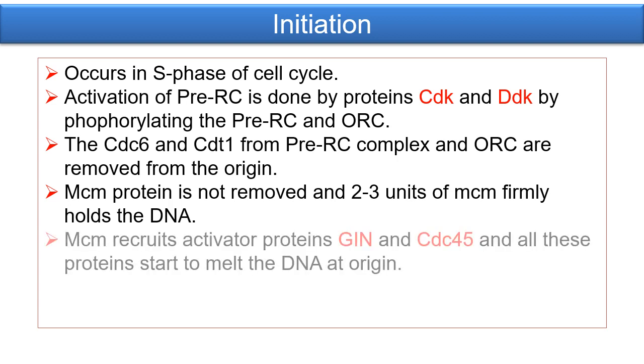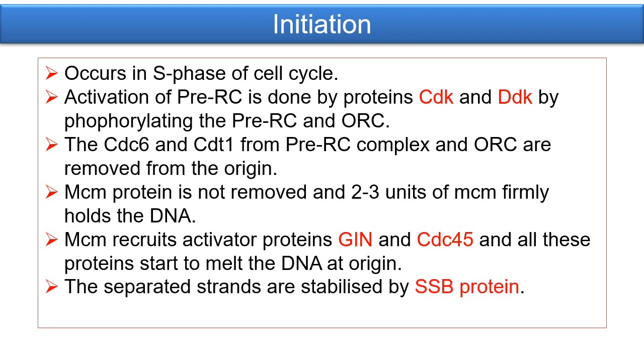Now MCM proteins help in binding of two other proteins, that is GINS and CDC45 proteins. So all these proteins together help in unwinding or melting of template DNA at the origin by removing the hydrogen bonds in between. So MCM protein in eukaryotes is working just like helicase protein in prokaryotes. After melting, the strands of DNA become unstable. So these strands are stabilized by another protein called SSB, that is single stranded binding protein.